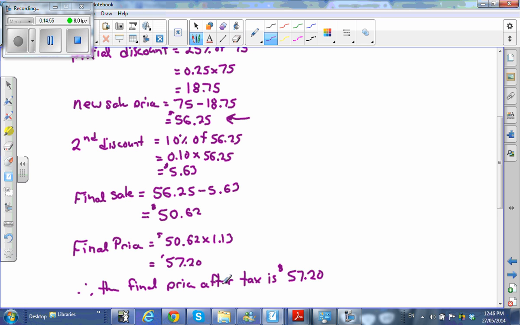Okay, so hopefully that makes sense to you. Okay, and it seems reasonable, eh? Our tennis racket started at 75, couple discounts, add tax on. The discounts were bigger than the tax, so we should be still less than the 75.